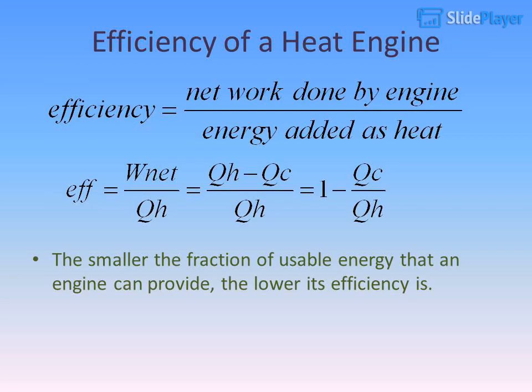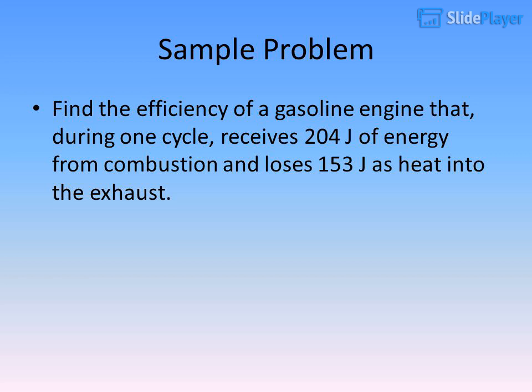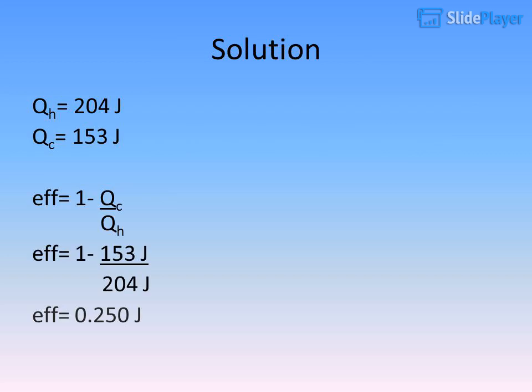Efficiency of a heat engine. The smaller the fraction of usable energy that an engine can provide, the lower its efficiency is. Efficiency can never be 1, or 100%. Sample problem. Find the efficiency of a gasoline engine that, during one cycle, receives 204 J of energy from combustion and loses 153 J as heat into the exhaust. Solution. QH equals 204 J, QC equals 153 J. Eff equals 1 minus QC over QH, equals 1 minus 153 J over 204 J. Eff equals 0.250.